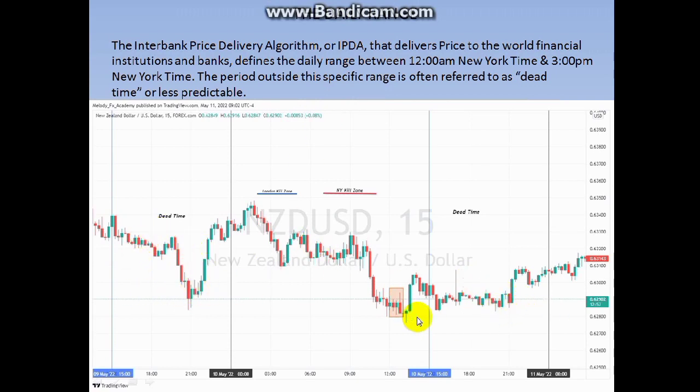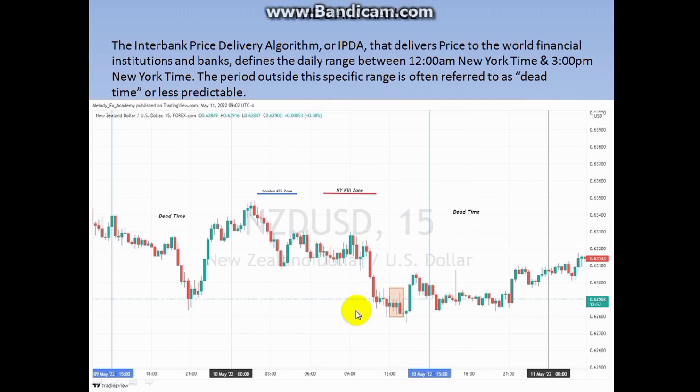We can see I have the New Zealand USD 50-minute time. Now the interbank price delivery algorithm, or IPDA, that delivers price to the world financial institutions and banks, defines the daily range between 12 a.m. New York time and 3 p.m. New York time. The period outside this specific range is often referred to as dead time or less predictable. Now this is actually a 24-hour time window.